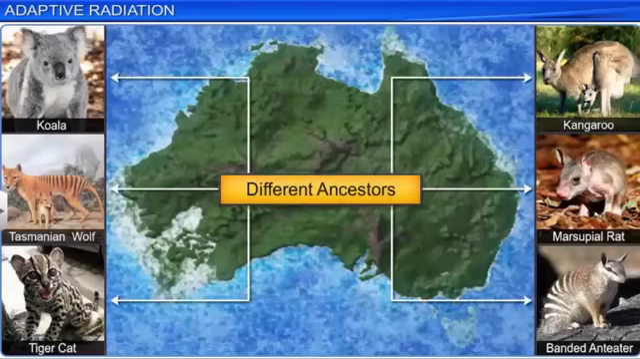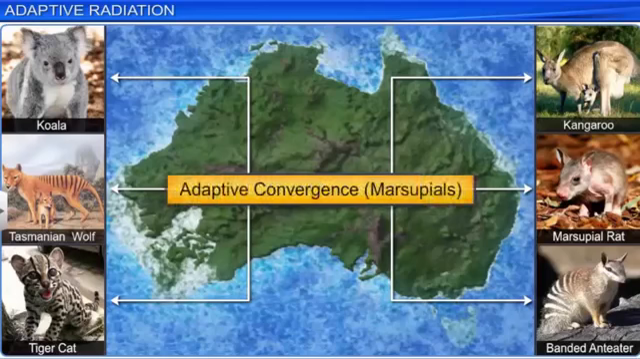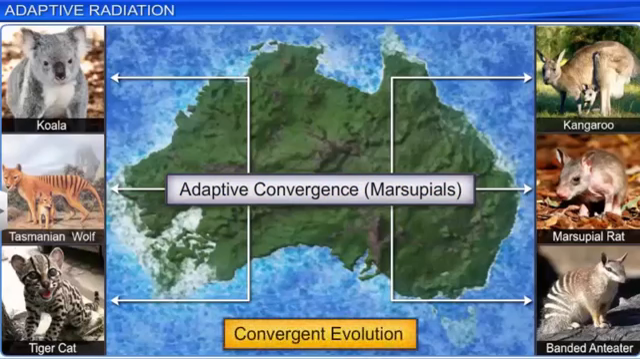Many different types of marsupials with different ancestry have evolved on the continent of Australia. This type of evolution, where several adaptive radiations have occurred in an isolated geographical area with several habitats, is known as convergent evolution.